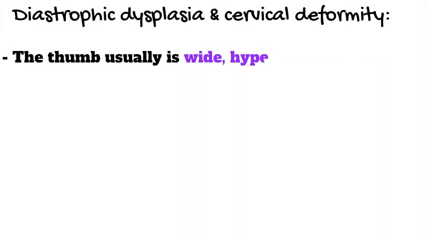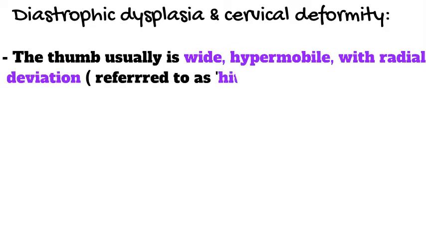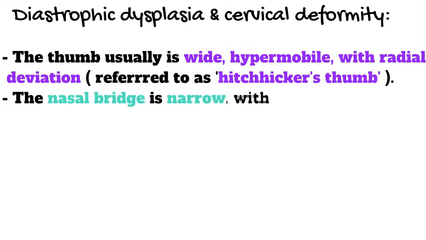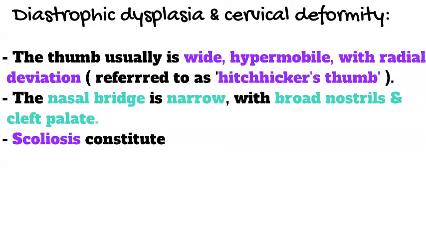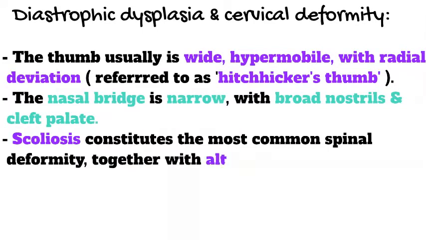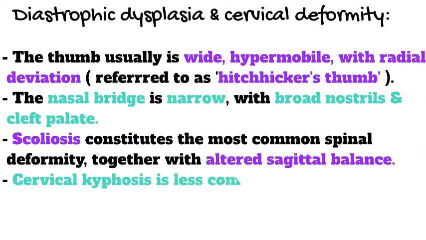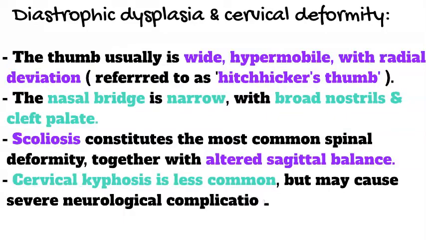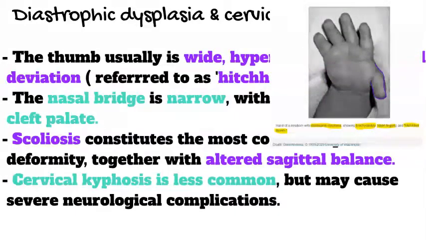The thumb usually is wide, hypermobile with radial deviation, referred to as hitchhiker thumb. The nasal bridge is narrow with broad nostrils and cleft palate. Scoliosis constitutes the most common spinal deformity together with altered sagittal balance. Cervical kyphosis is less common but may cause severe neurological complications. This picture illustrates the hand of a newborn with diastrophic dysplasia showing brachydactyly, short fingers, and hitchhiker thumb.